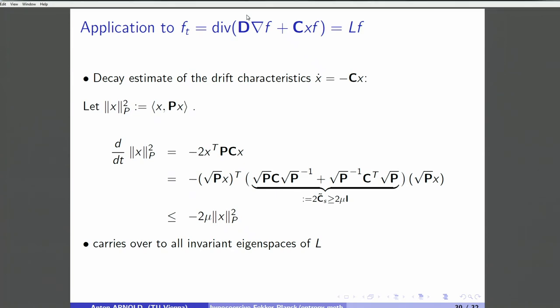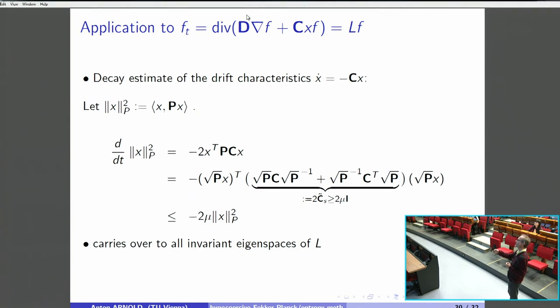Let me get back to the drift characteristics, to the simple linear ODE that I've shown you at the very beginning. There, I told you, this was the story with the blue spiral and changing the Euclidean norm to a modified norm that was indicated with this red ellipse. And this modified norm was this quadratic form here with a matrix P. So let's compute the time derivative. If you compute the time derivative, you get here matrix C. And now I just rewrite this term in a crazy way.